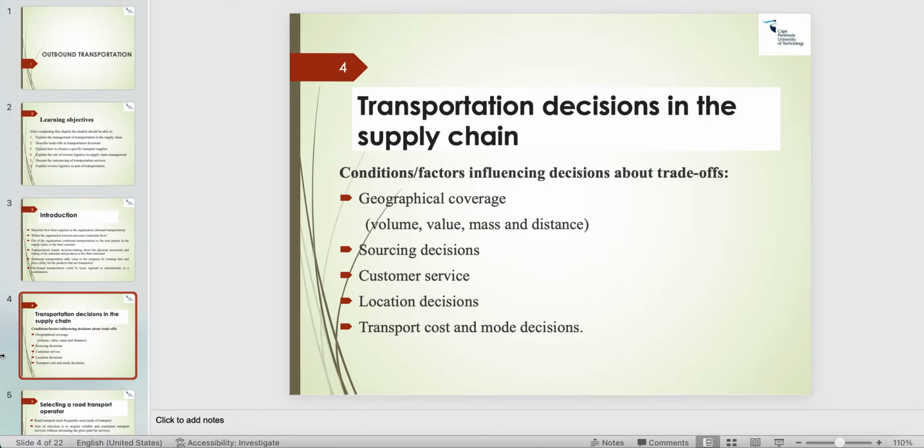Higher value products can generally be transported over longer distances, owing to the ability of such products to absorb the transport cost, because they are highly valued, so your transport cost is covered. If it is mass products, then it doesn't cover. So the more expensive the product is, the smaller the cost of transport will be as a percentage of the cost of the final product. Next is sourcing decisions.